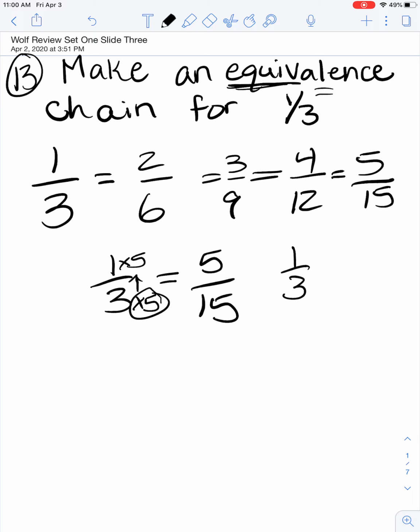Same if I wanted to check 1/3 and 4/12. 3 times 4 is 12. 1 times 4 is 4. It works out. So if I wanted to try another one that's maybe a little bit harder, let's do 4/6.